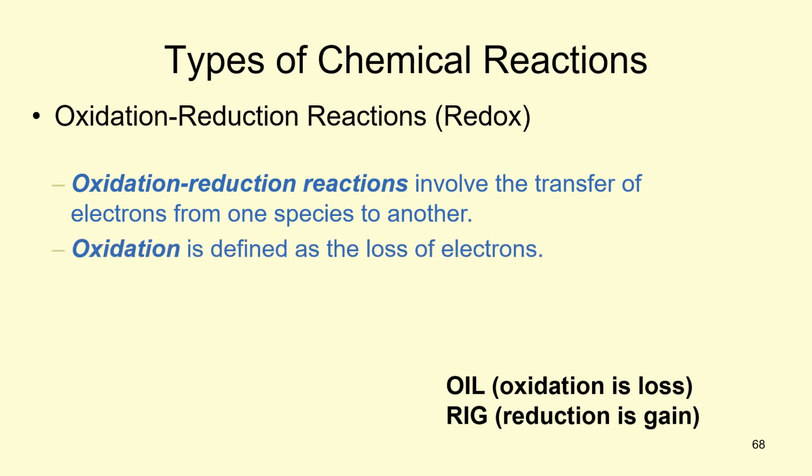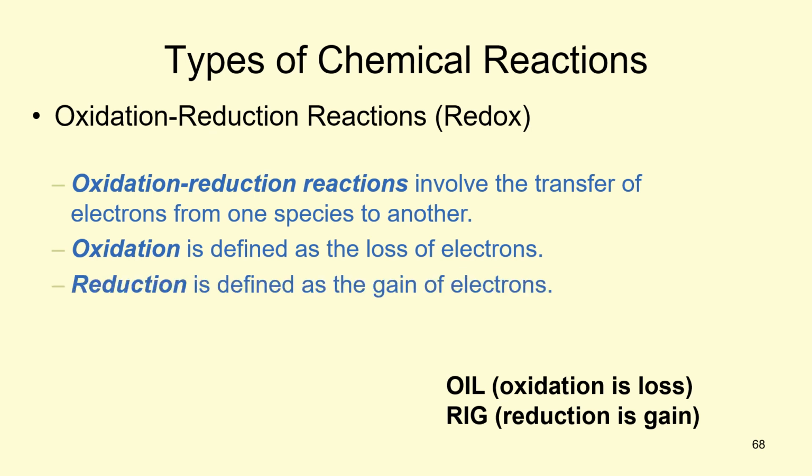Oxidation is defined as the loss of electrons, and reduction is defined as the gain of electrons. Sometimes you can remember with the mnemonic OIL RIG: oxidation is loss, reduction is gain. It seems a little weird that reduction is gaining, but keep in mind that electrons are negative, so you'll see why reduction is called reduction when we get to doing the numbers, because the number will actually come down, because you're gaining a negative charge.